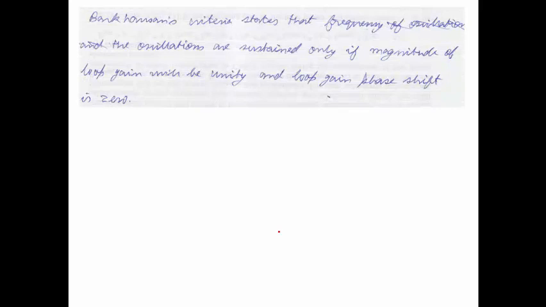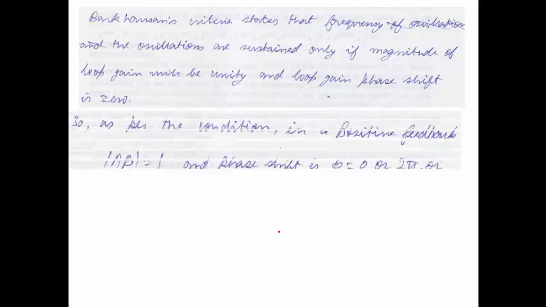Let us try to see. Barkhausen's criteria states that the oscillations are sustained only if the magnitude of loop gain will be unity and the loop gain phase shift is zero. So there are two things now which are coming into the picture. There are two conditions here: one is related to the magnitude response and the other is related to the phase response.